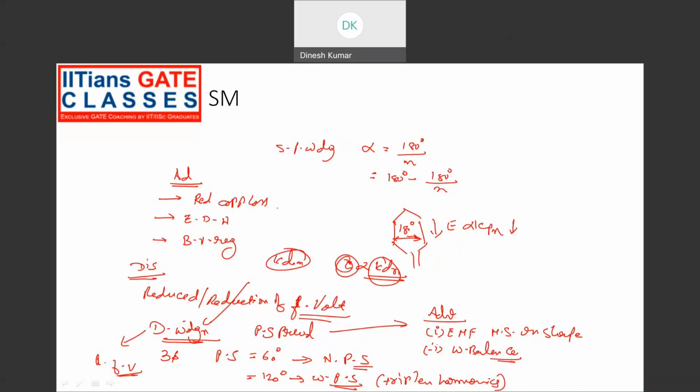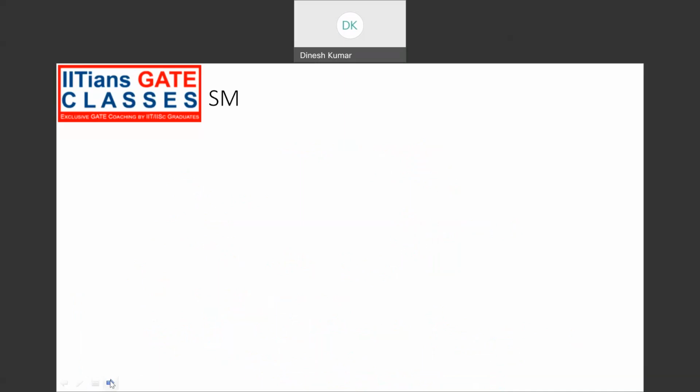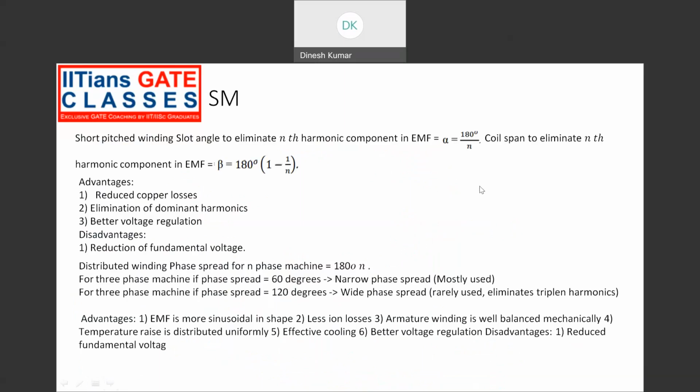Let's go to the next slide. So this is what I have discussed: the slot angle to eliminate the nth harmonic, the coil span to eliminate the nth harmonic, distributed winding, advantages and disadvantages.